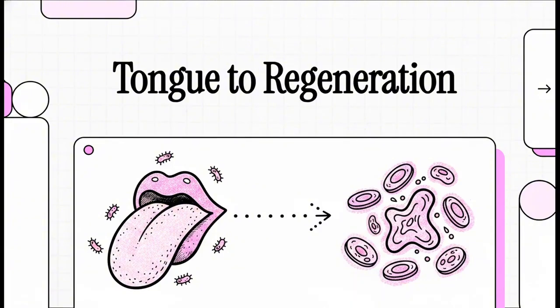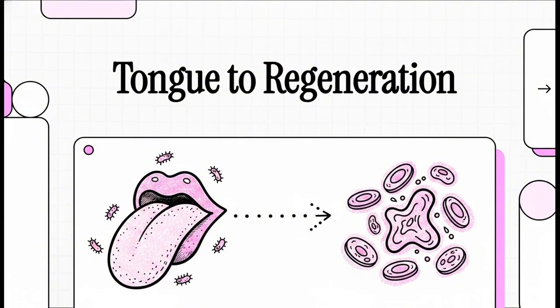Today, we're taking a truly fascinating journey. We're going to start by looking at something highly visible and super familiar to all of us, the human tongue. But then, we're zooming all the way down into the microscopic, completely hidden world of cellular healing. It's basically a journey from the macro to the micro, exploring how the exact things causing trouble in our mouths are actively pushing the boundaries of modern regenerative medicine.